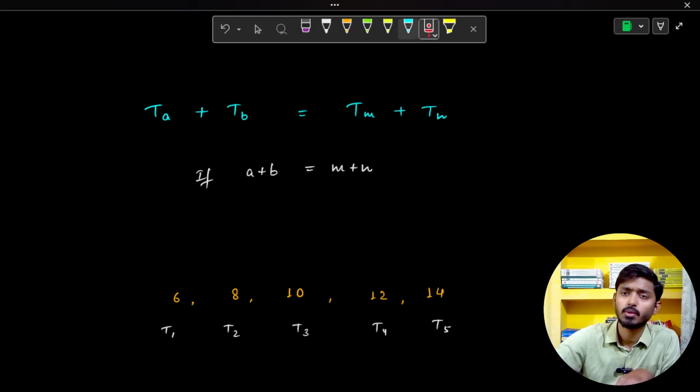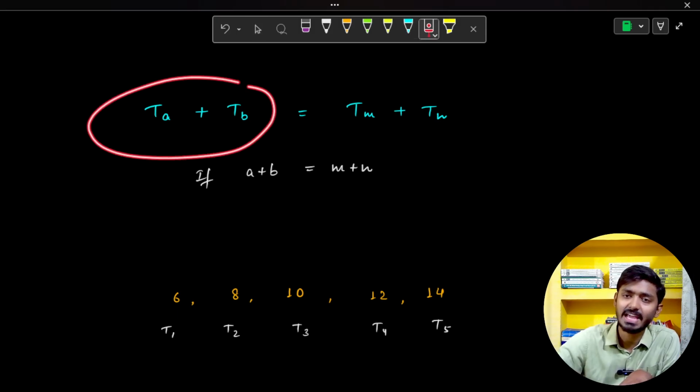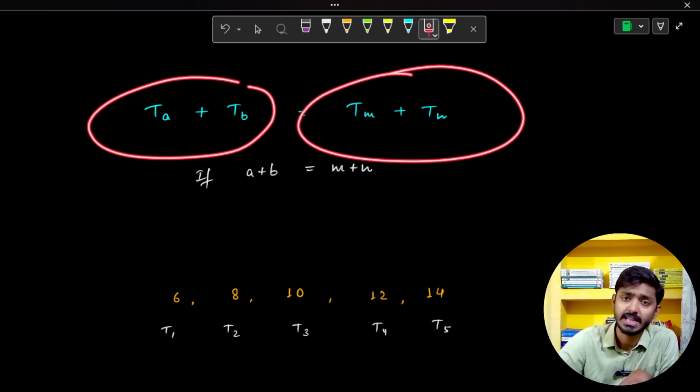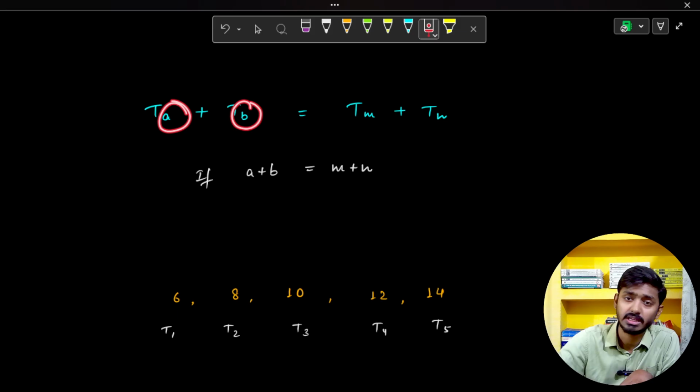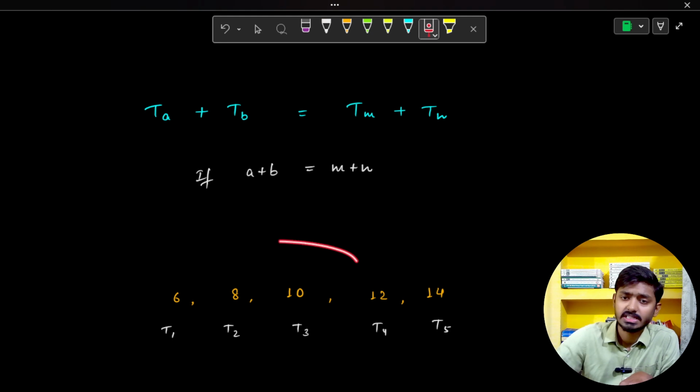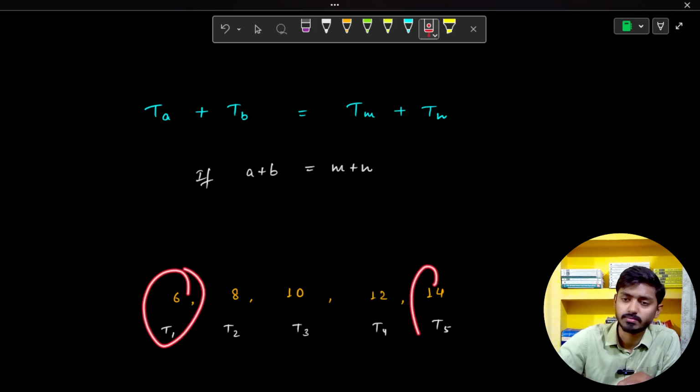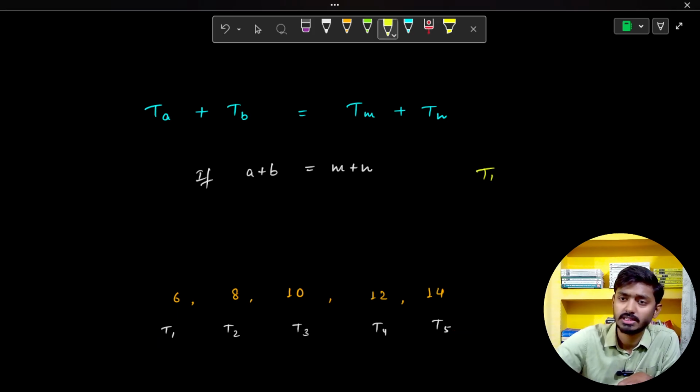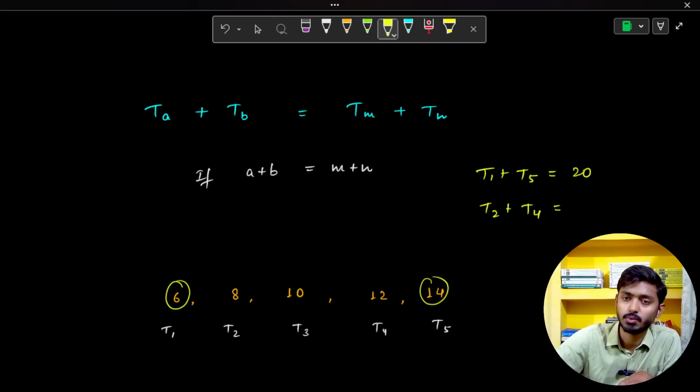Now, we are going to learn a new concept, that is TA plus TB equals TM plus TN if A plus B equals M plus N. I'll explain that, don't worry. Let's say this is an AP: 6, 8, 10, 12, 14. What if I add these two? T1 plus T5 equals 20, right? 6 plus 14 is 20. Similarly, T2 plus T4 equals 8 plus 12 equals 20.